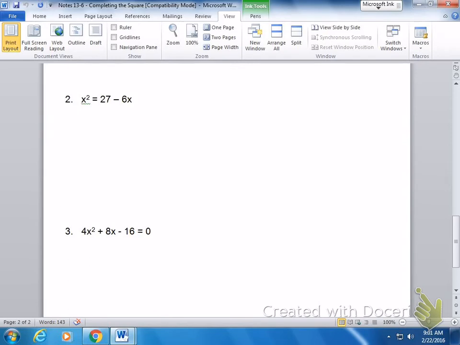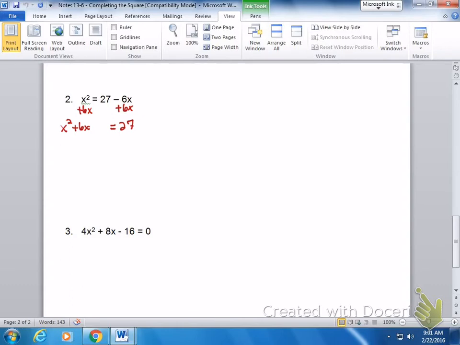Now this one's kind of set up in an odd order, but we noticed on the last one we have to have x squared and our x on one side and our number on the other. So to fix this one, I'm going to add 6x to both sides. Now I have x squared plus 6x, I'm going to leave some space, equals 27.